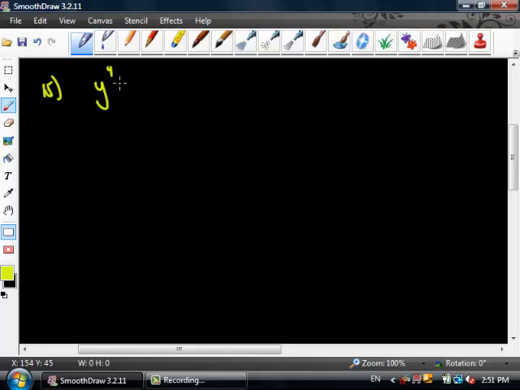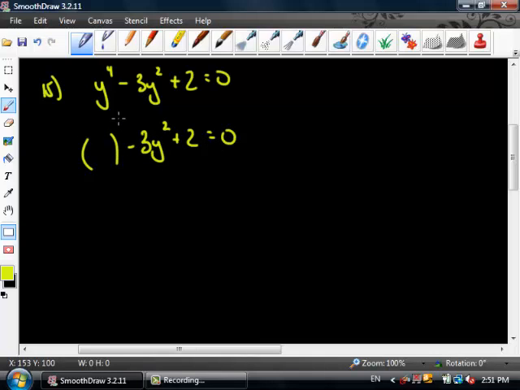y to the 4th minus 3y squared plus 2 equals 0. I'm going to rewrite this as a thing being squared, minus 3y squared plus 2 equals 0. And I have my bubble being squared. What goes inside the bubble? Jake, what goes inside the bubble? y to the 2nd, right? It's got to match up with the middle one.